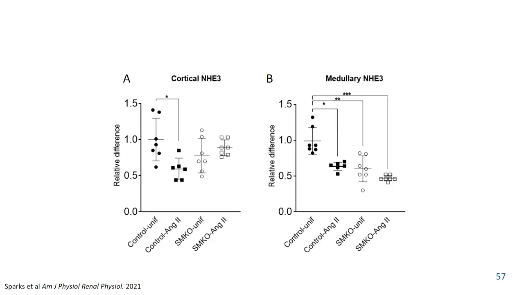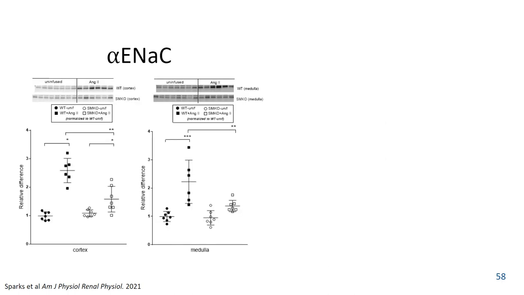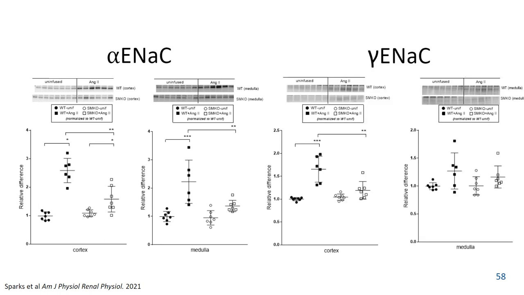And so this is just some of the data. You can see cortical NHE3, you see that downregulation, so that pressure natriuretic response, and really no change in the smooth muscle knockout. And a very similar thing you see in the medullary NHE3. And then here are the data with alpha ENaC, where you see this huge upregulation of cleaved alpha ENaC in the cortex and in the medulla, but you really see a very blunted response in the smooth muscle knockout, and a very similar thing in the gamma ENaC.